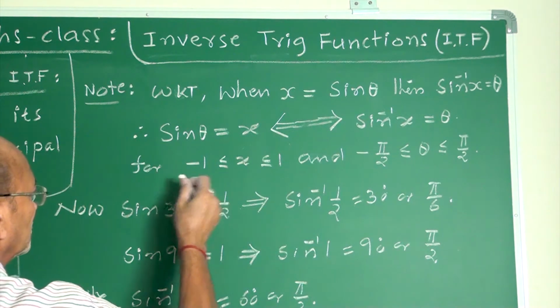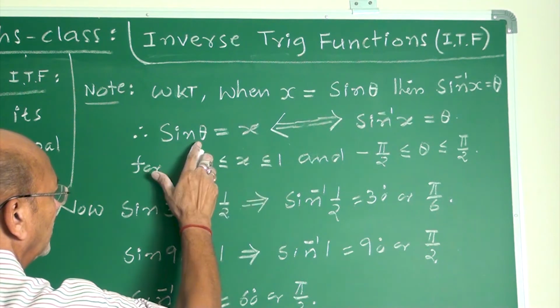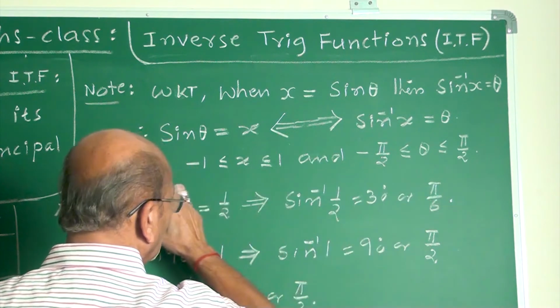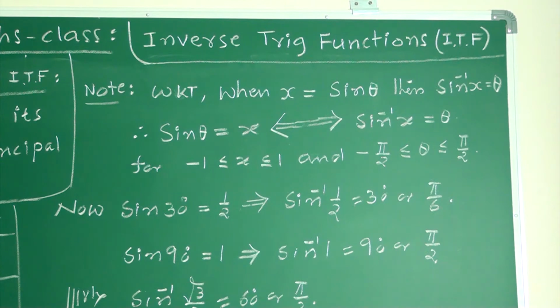What is that condition? This x must be between -1 and plus 1, and this theta angle must be between -90 and plus 90. Under this restriction, it is true. My friends, from this we know that sine 30 is 1 by 2.